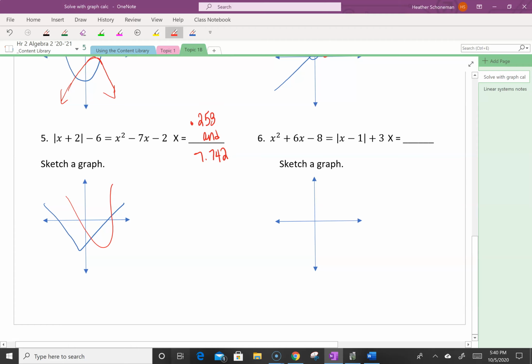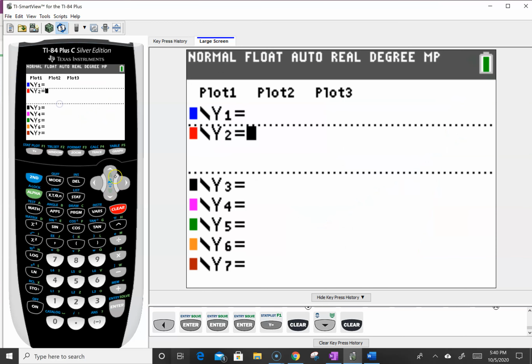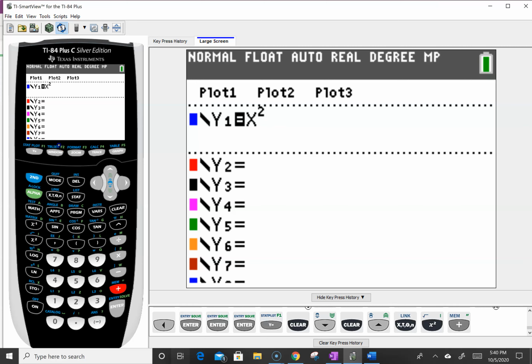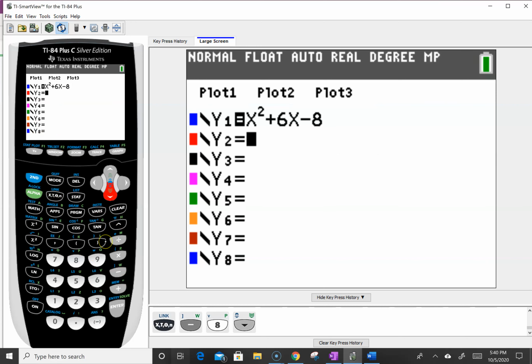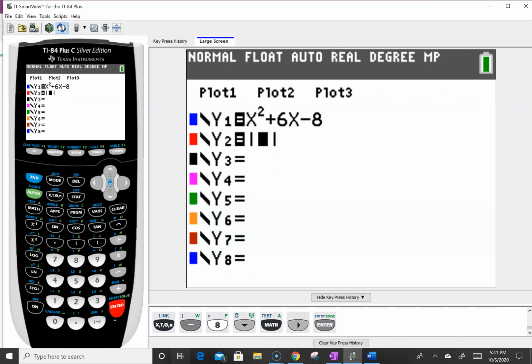All right, last one. So we're going to go to y equals, clear everything out. Now let's see if we can get it in our calculator. So we're going to have x squared plus 6x minus 8. On the next line, got absolute value, math, go over to number, option 1, so hit enter, absolute value of x minus 1, but I need to scroll to the right to get out of the absolute value and then add the plus 3.